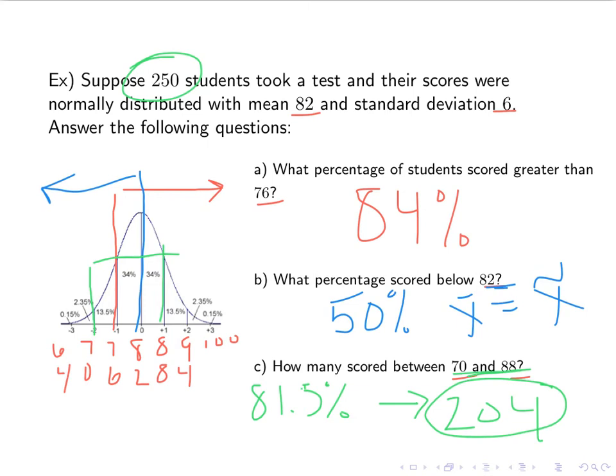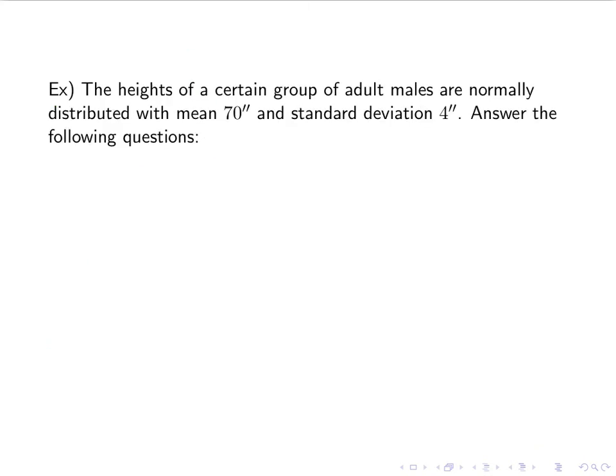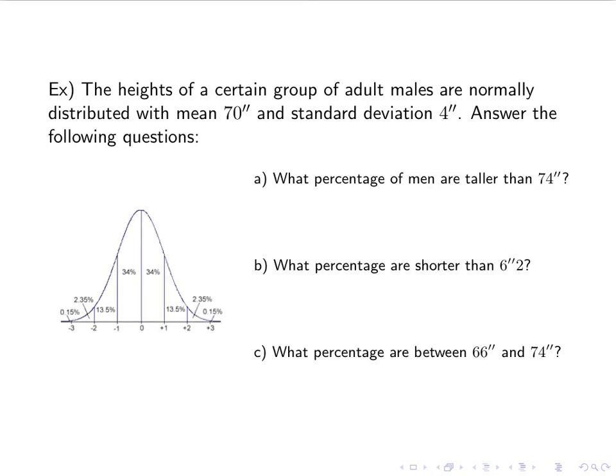Okay, so let's try another one. The heights of a certain group of adult males are normally distributed with a mean of 70 inches and a standard deviation of 4 inches. Answer the following questions. So again, the first thing we're going to do is plug in our numbers. So the mean is 70, and then the standard deviation is 4. So I'm going to be adding 4 as I go over.